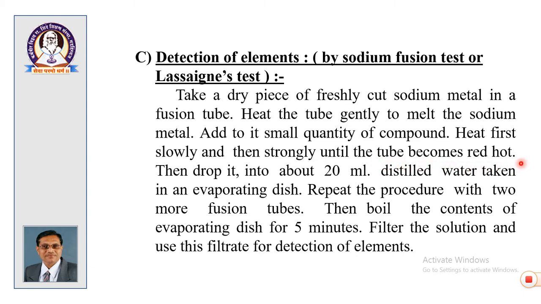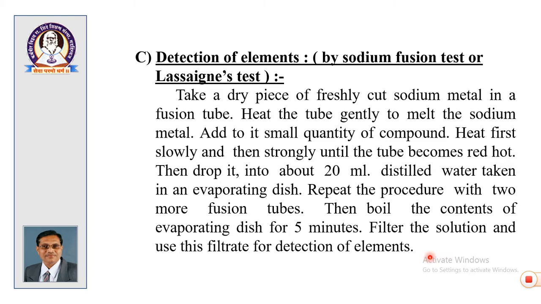So, you begin with a piece of sodium, allow it to melt, then add the compound, so that the compound will react with the sodium, and heat the fusion tube first slowly then strongly until it becomes red hot. When hot, drop it into 20 ml distilled water taken in an evaporating dish. Repeat the procedure with 2 more fusion tubes because you are going to concentrate the solution. Then boil the contents of the evaporating dish for 5 minutes. Filter the solution and use this filtrate for detection of elements.